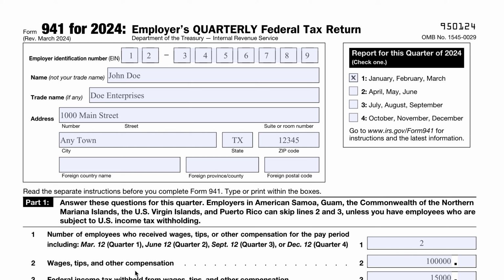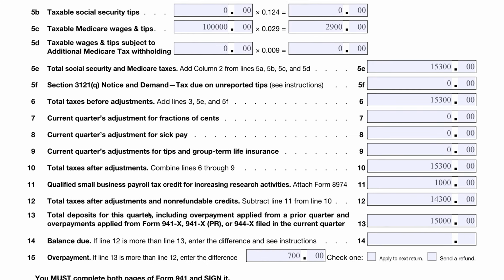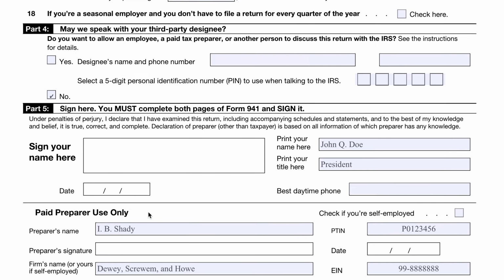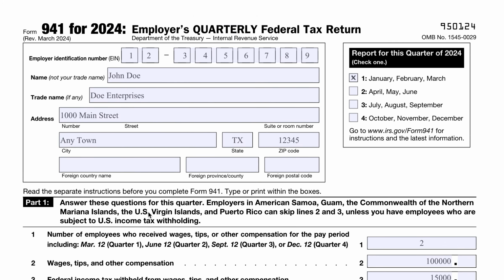So in this video, we're simply going to go through the form itself. It's 2 pages, but it can have a little bit of complexity. So we're going to break this down so that you can better understand it.